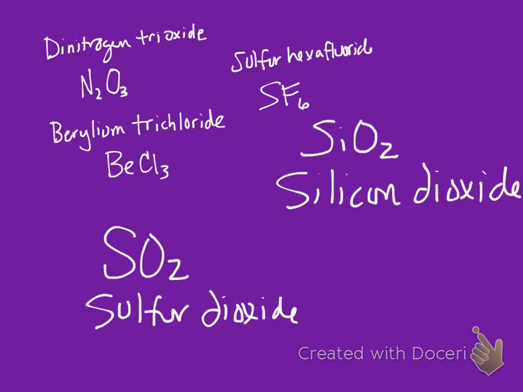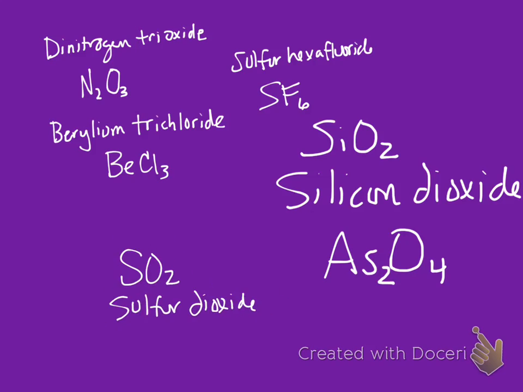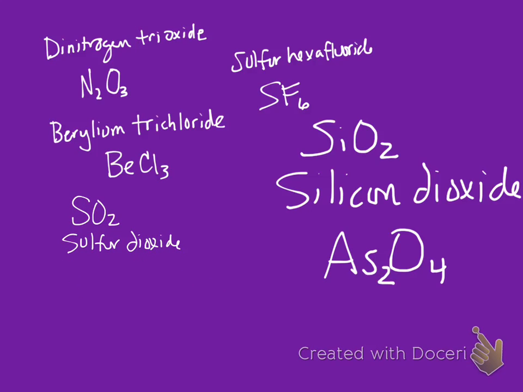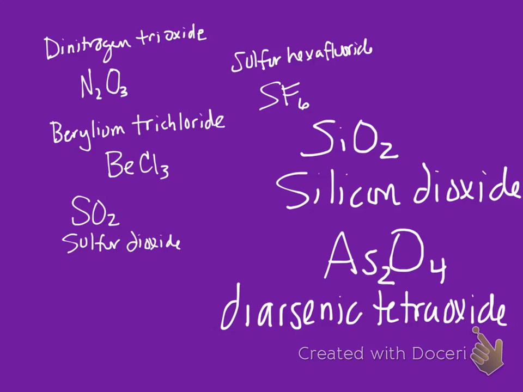I'll give you one more. As2O4. As is arsenic. Arsenic and old lace. Okay, diarsenic tetraoxide. Good. You have these. These are easy.